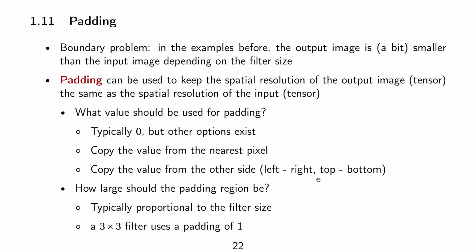Now, this boundary problem is not really great because the images tend to shrink when convolution is used. To combat this shrinking, one parameter on how to configure convolution is padding. Padding means that we artificially enlarge the input image, and we create a boundary that has a spatial extent. So if the boundary has, let's say, padding size 1, that means we add 1 column to the left and to the right, and 1 row to the bottom and the top of the image.